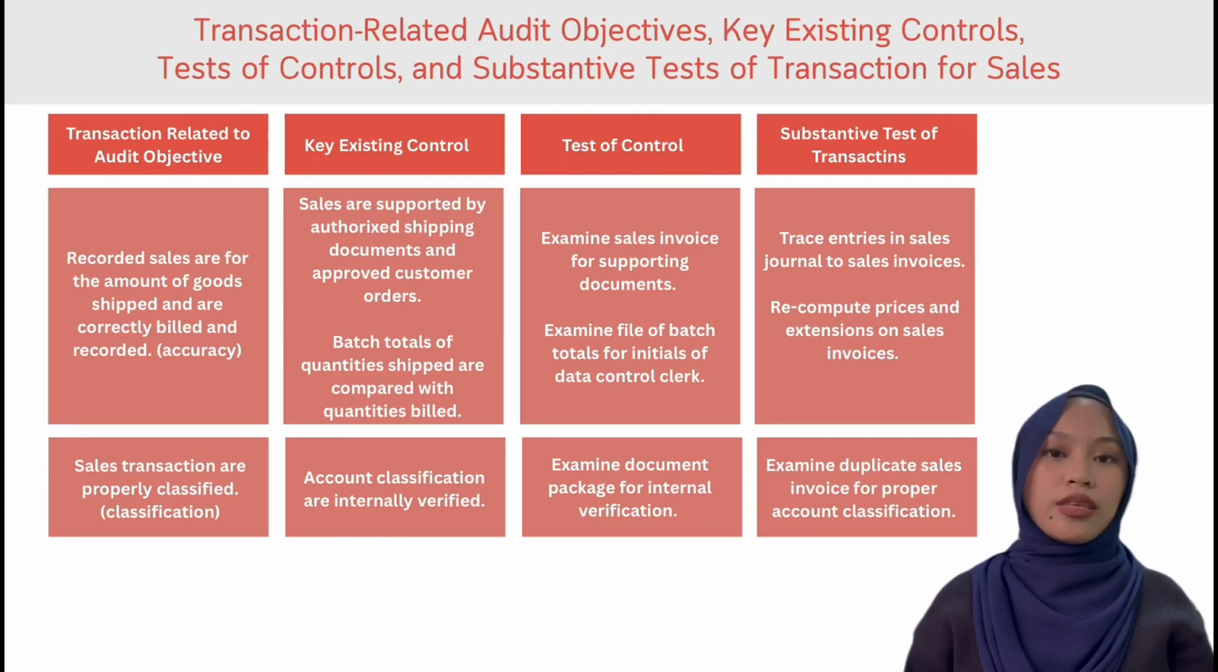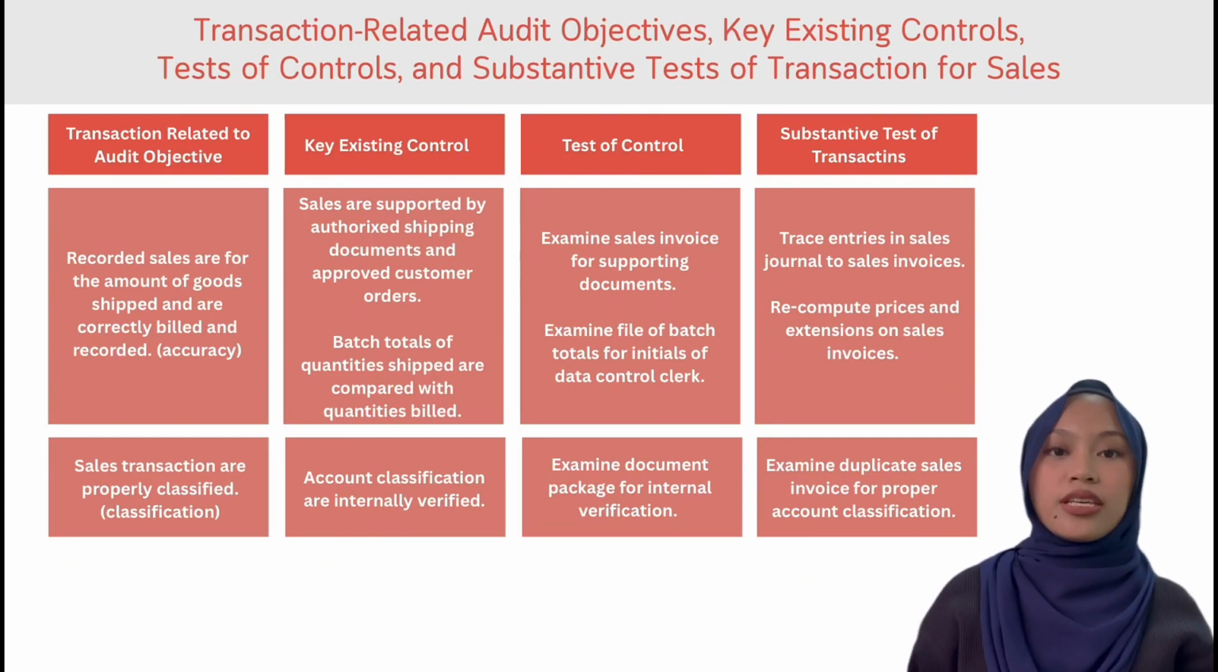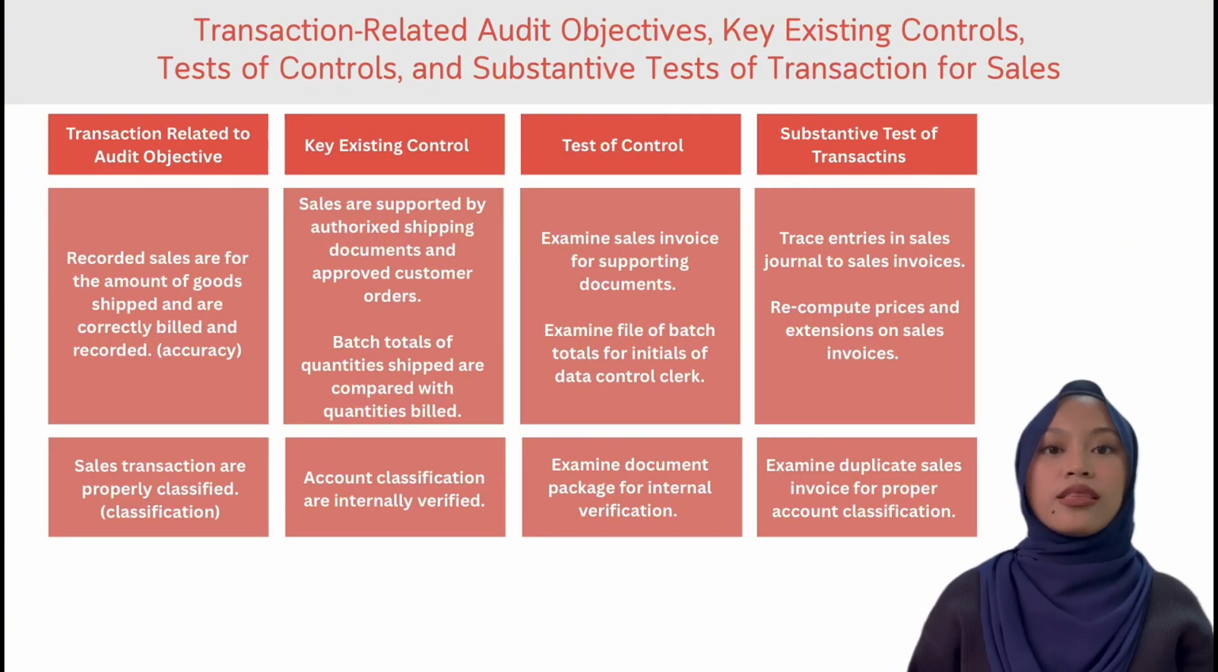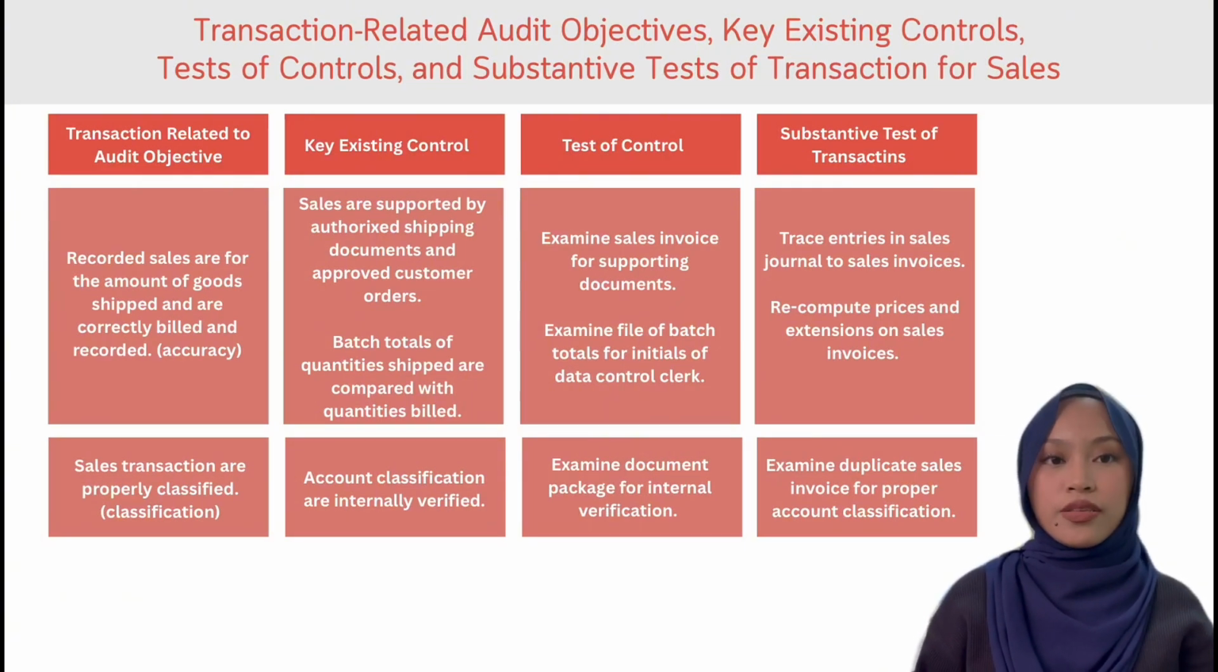The next audit objective is classification. This ensures that sales are recorded in the correct accounts. The key control here is that account classifications are initially checked before recording. To test this, auditors examine the full document package to see if the accounts were properly reviewed. Then, for the substantive test, auditors look at duplicate sales invoices and check whether the sales were recorded under the correct accounts.